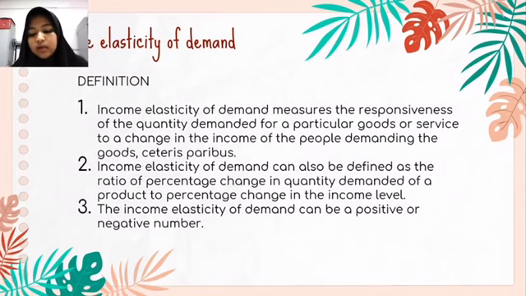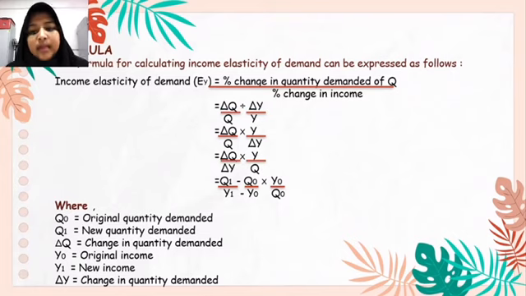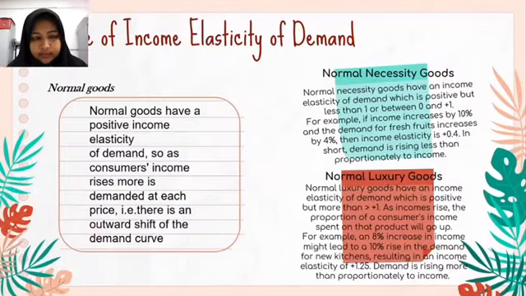The formula for calculating income elasticity of demand can be expressed as follows. Income elasticity of demand equals percent change in quantity demanded of Q per percent change in income, where Q0 is the original quantity demanded, Q1 is the new quantity demanded, delta Q is the change in quantity demanded, Y0 is the original income, Y1 is the new income, and delta Y is the change in income.